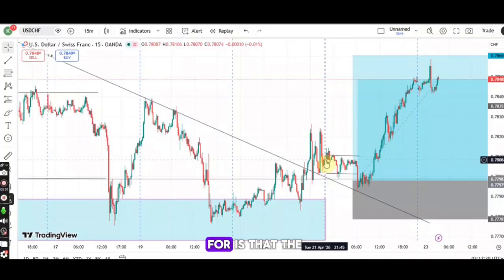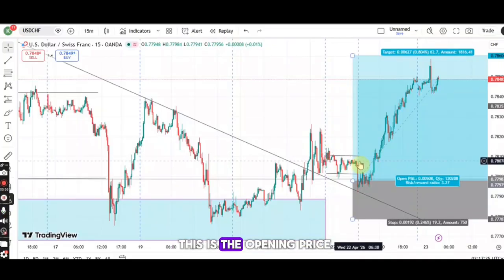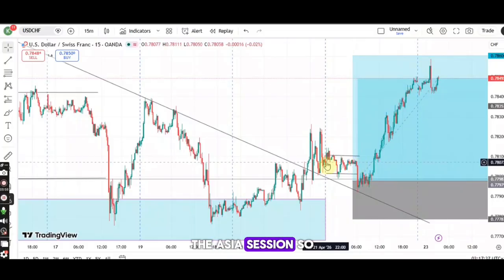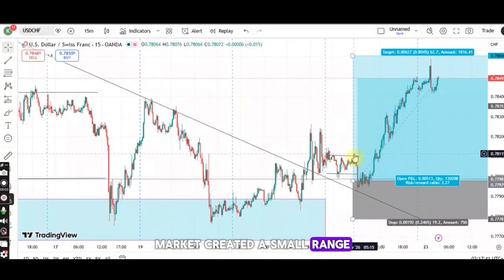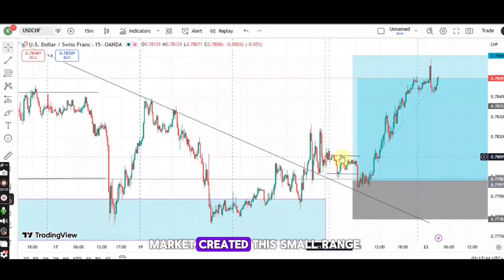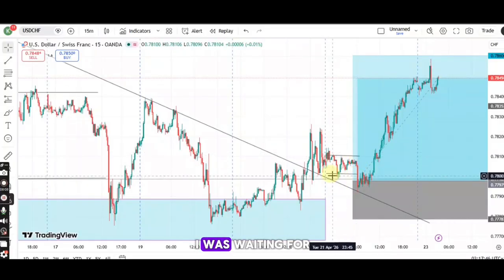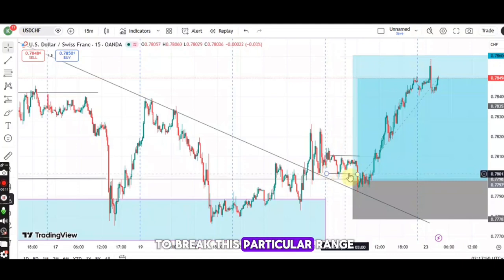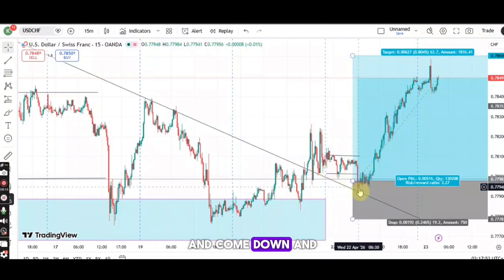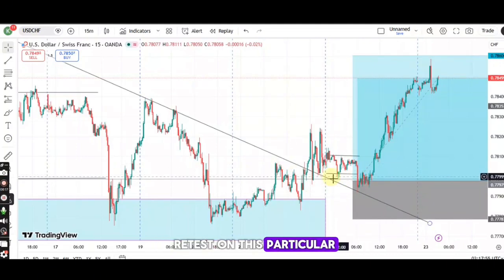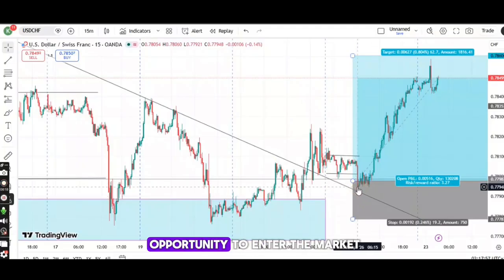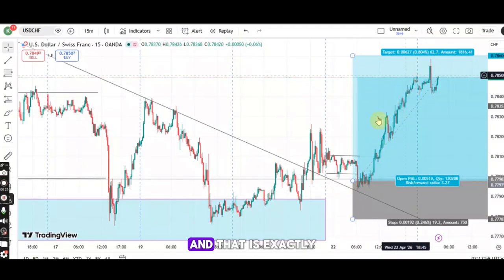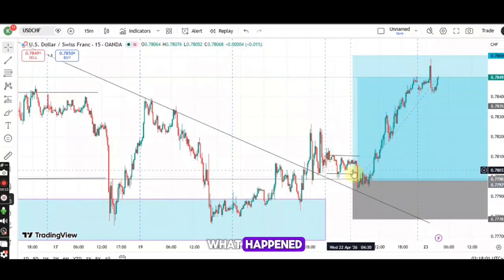So what I waited for is that the market opened. When the market opened, this is the opening price, the Asia session. So in the Asia session, the market created a small range. So when the market created this small range, I was waiting for this range to break, okay, for the market to break this particular range and come down and retest this particular trend line to give me the opportunity to enter the market. And that is exactly what happened.